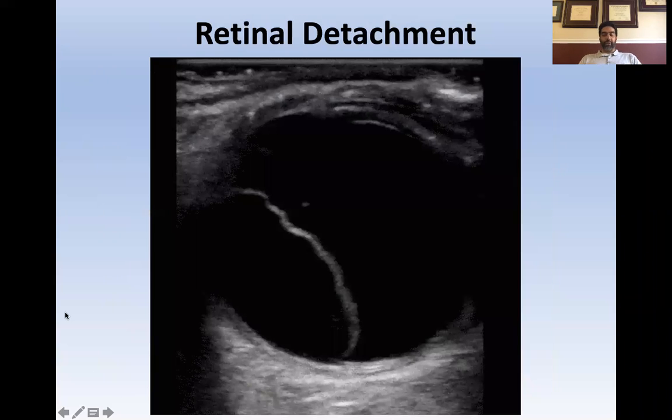And here's an example of retinal detachment. So the eyeball itself is fairly anechoic, but you can see this linear looking hyperechoic structure sort of floating in the vitreous here. And this is the retina, which should actually be pasted here. So this is a retinal detachment.